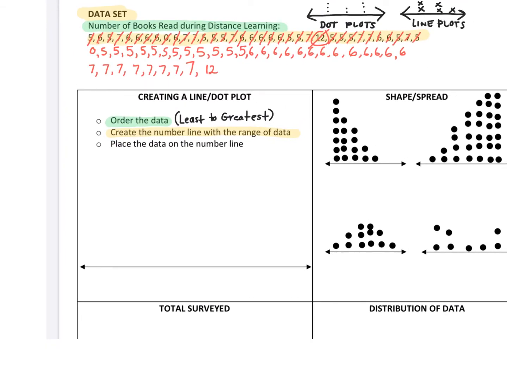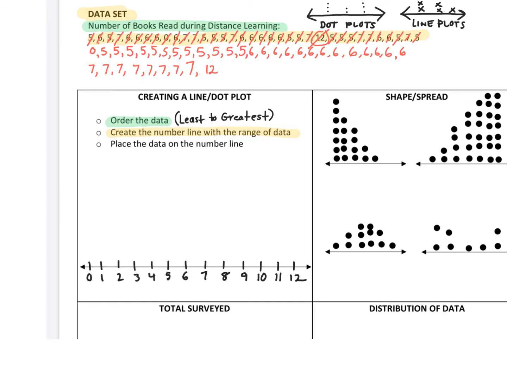All right, so I know I'm going to have to go 0, 1, 2, 3, 4, 5, 6, 7, 8, 9, 10, 11, 12. Now let's number it. 0, 1, 2, 3, 4, 5, 6, 7, 8, 9, 10, 11, 12.